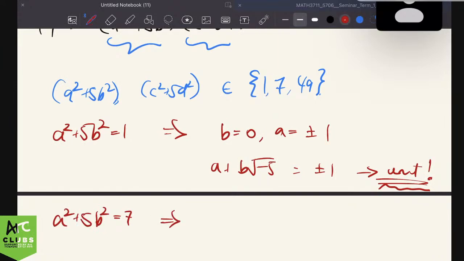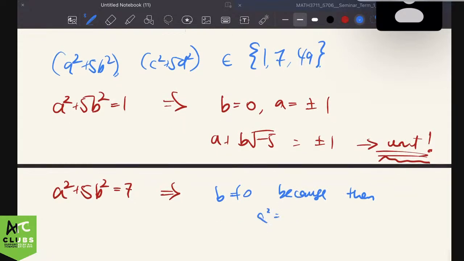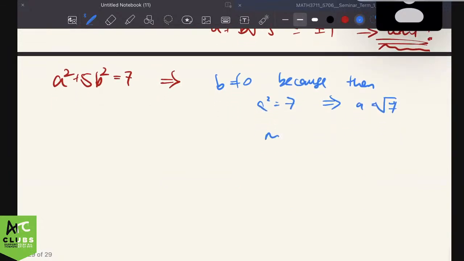What if it's equal to 7? Think about that. So b can't be equal to 0, because then a squared equals 7, so a equals root 7, which is not an integer. That's good. What if b equals plus or minus 1? We're going up in the grades. That's also not possible, because then a squared equals 2.